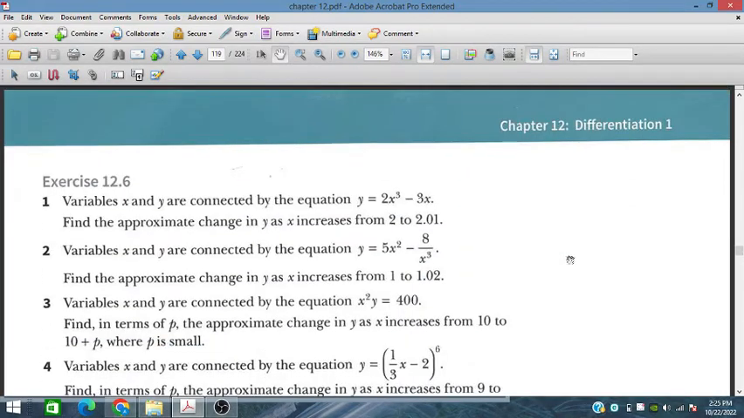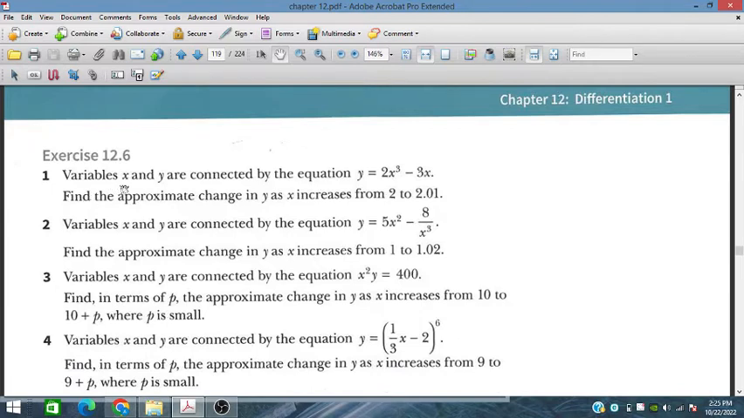So here is exercise 12.6. Suppose the variables x and y are connected by this equation. So y is dependent on x, and find the approximate change in y as x increases from 2 to 2.01. So delta x is 0.01, because this is x and this is x plus delta x. So delta x is 0.01. So we will see this problem.